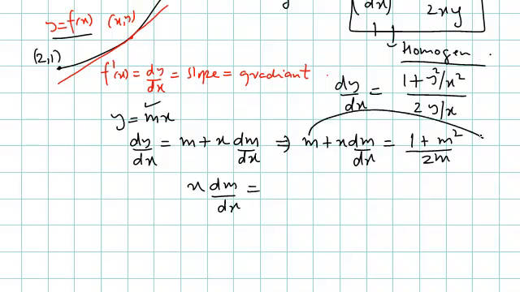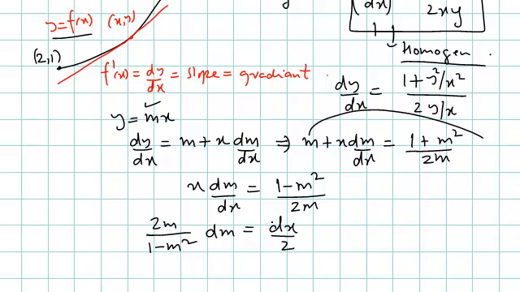We bring m to this side and take the LCM, it is (1 minus m square) over 2m, right? This we can write as dm. After simplifying, we shift m terms to one side and x to the other side. Now this is something you will study in the integration topic, right?